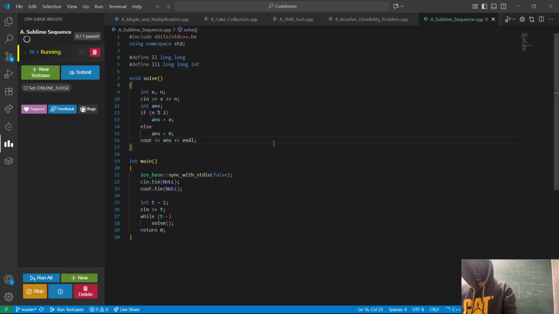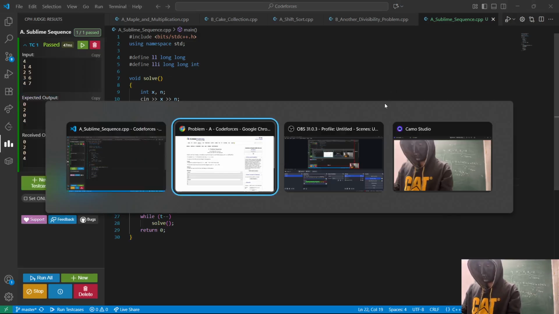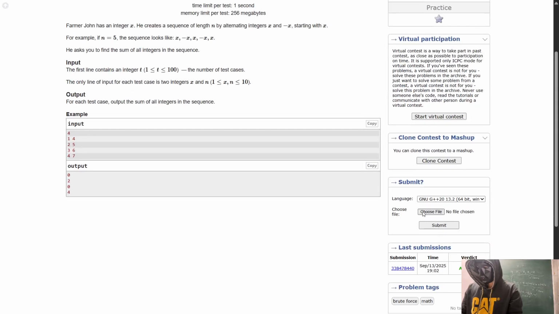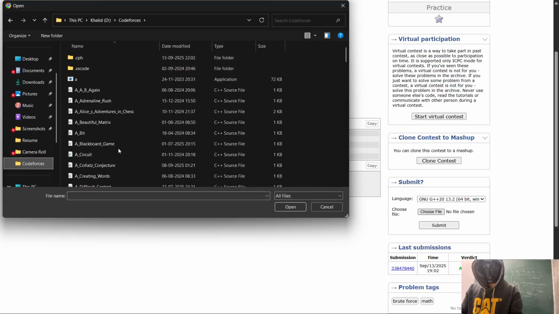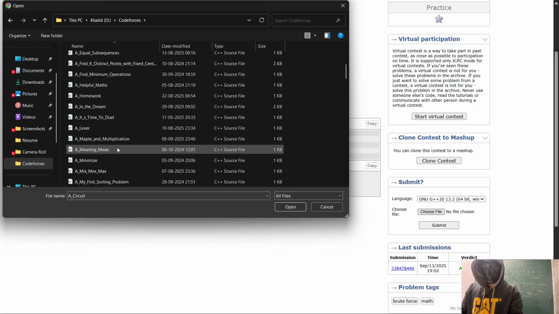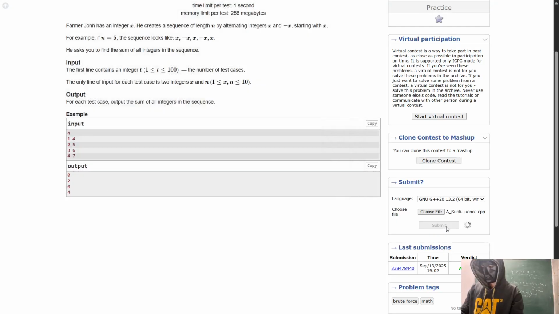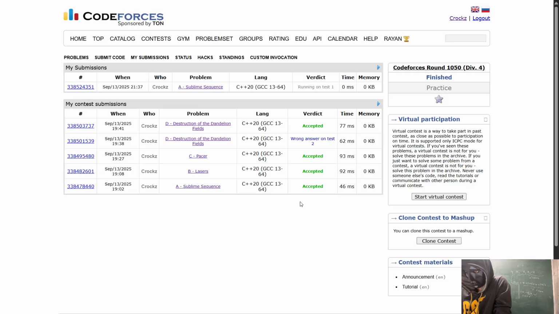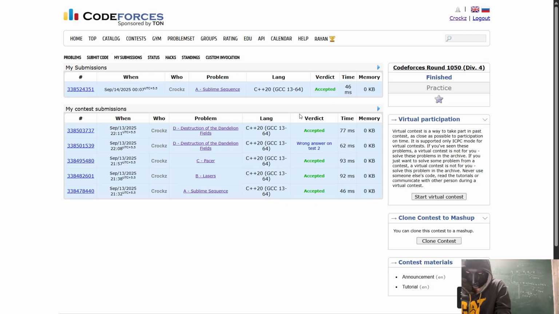Let's try to run it. It is getting passed. Let's try to submit this code. Sublime Sequence. Let's choose the file. Here we have Sublime Sequence. Let's try to submit it. It is running test 1. It was actually accepted. Yeah, this is getting accepted.